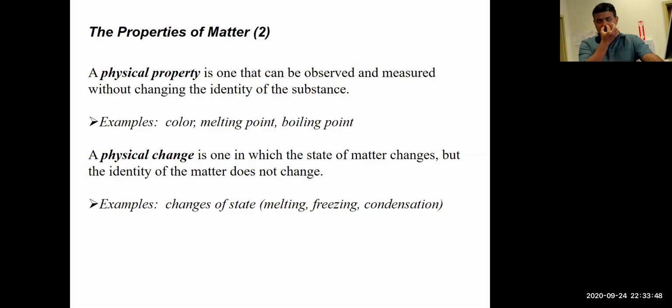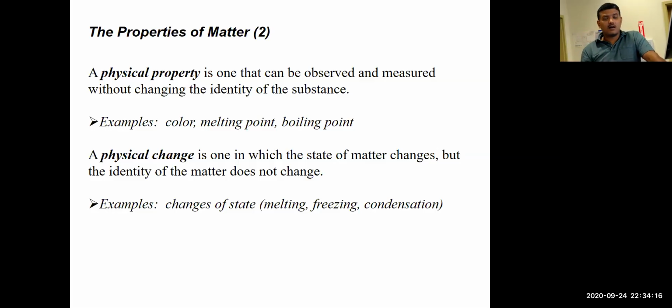What it means is, you could observe a physical property, a color, or melting point, or a boiling point. Melting point is when a substance converts from solid to liquid. You call that temperature the melting point. When you convert, for example, solid ice to liquid water, you're not changing water into a different compound. You're just changing one state of matter to another state of matter.